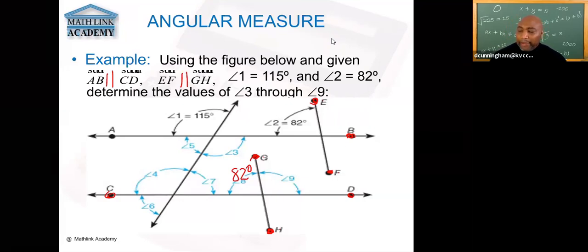Now, if I know angle 8 is 82, can I find angle 9? Again, angle 8 and angle 9 makes a straight line. Subtract 82 from 180 degrees, we get 98. So it should be 98 degrees for angle 9. And that's how we find all our angles on this particular diagram.